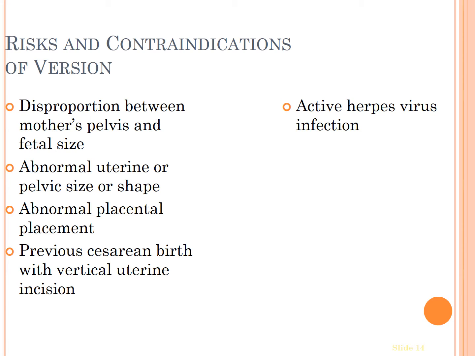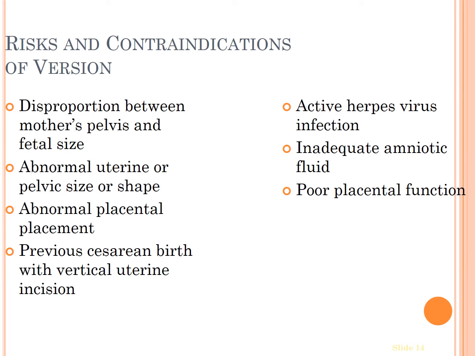So here are some other contraindications. Again, mom's cephalopelvic disproportion, okay? Uterine pelvic size and shape, abnormal placenta placement. So if you think about that, which one would that be? Possibly a low line or placenta previa. Exactly. A previous cesarean or a classic cesarean incision, okay, which is a vertical uterine incision. Active herpes. Again, they're going to be sectioned. Why would we put them through this if they're going to have a C-section to begin with? And then we've already mentioned inadequate amniotic fluid or documented poor placental function.